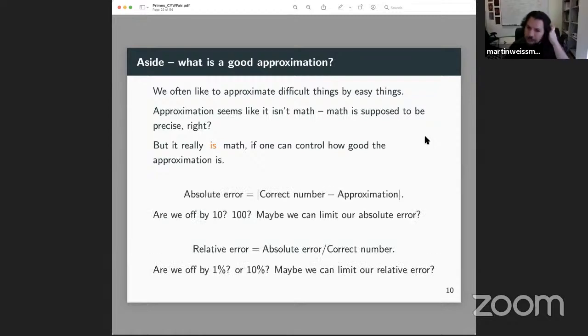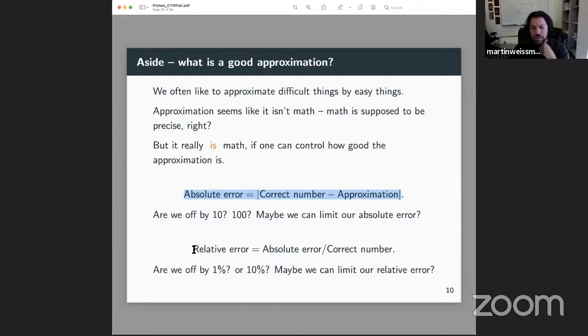So there are two ways of thinking about approximation and how good it is. One I call the absolute error. If you have a correct number and an approximation, your error is just the difference, maybe the absolute value of the difference. So if your guess is 1,000,000 and the actual number is 1,010,000, you're off by 10. That's an error.